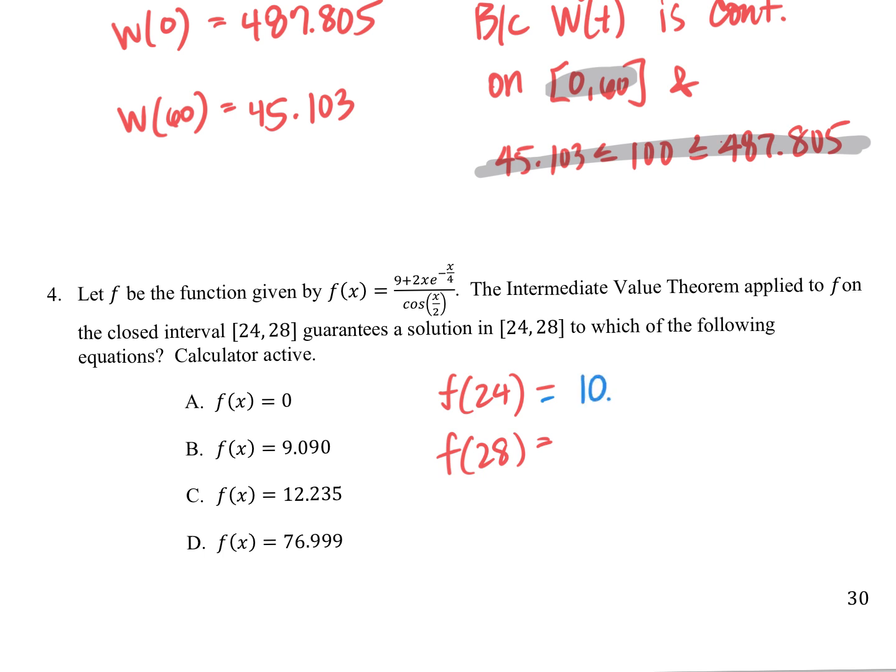Anyone get f of 24? Give me 3 decimals, 10.806. F of 28, it's plugging 28 in here. Anyone get one for that? Yep, 66.140 you said? Perfect. Which one of these lies in between this interval? C.